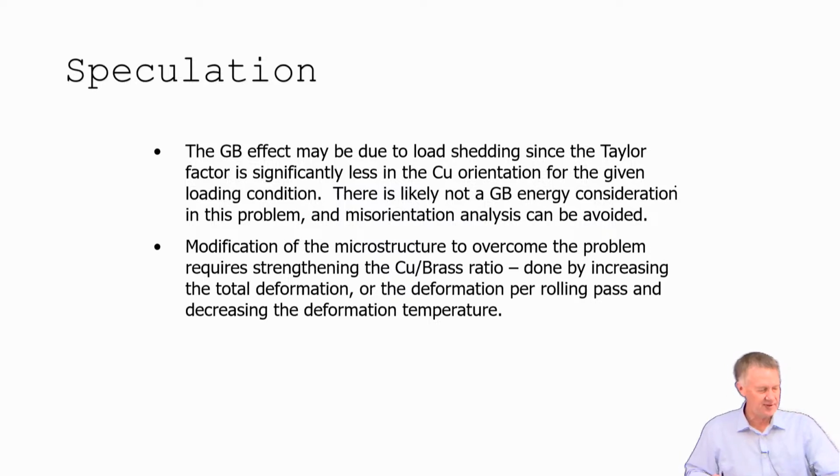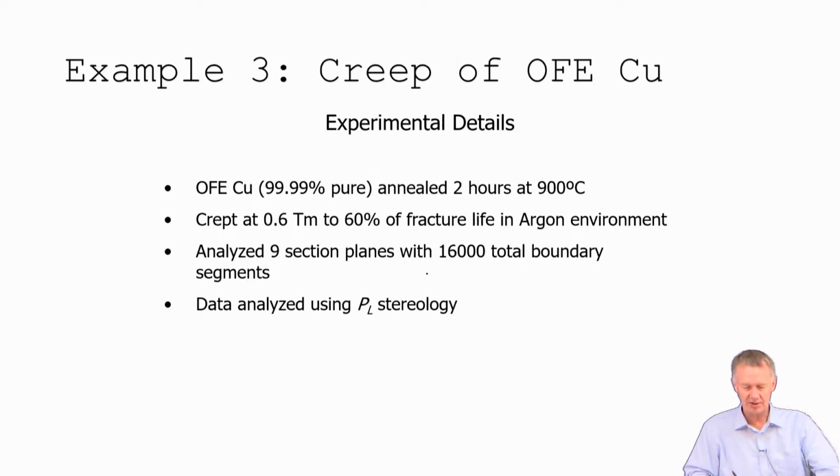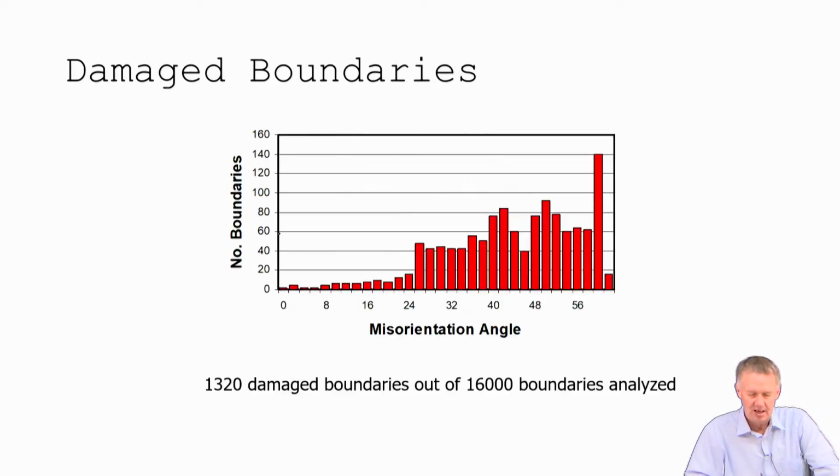Okay, so we talked about how to play with the copper to brass ratio. Another example, this is creep in copper. So we're looking just at pure copper. It's annealed. It's crept at 60% of the melting temperature to 60% of its fracture life. And then you analyze the sections and say, what's the distribution of boundaries that get holes that pop open on them, right? Because in creep, you get vacancy diffusion that goes to the boundaries, and then you get the boundaries that break open from each other.